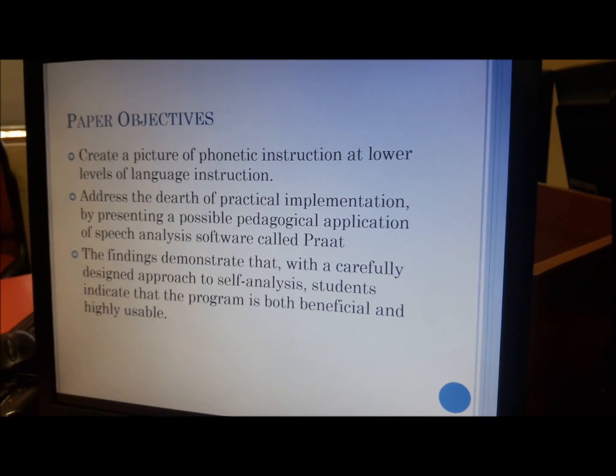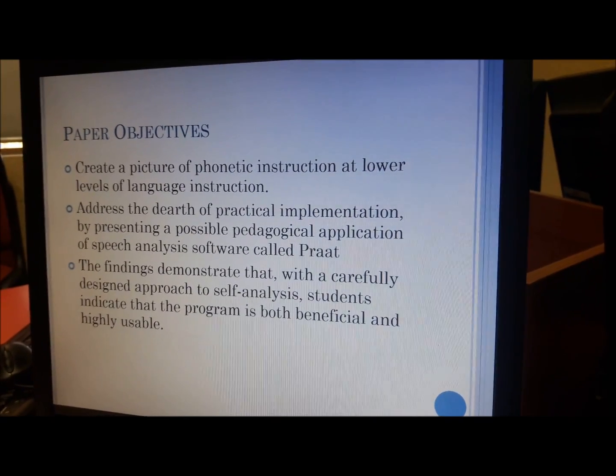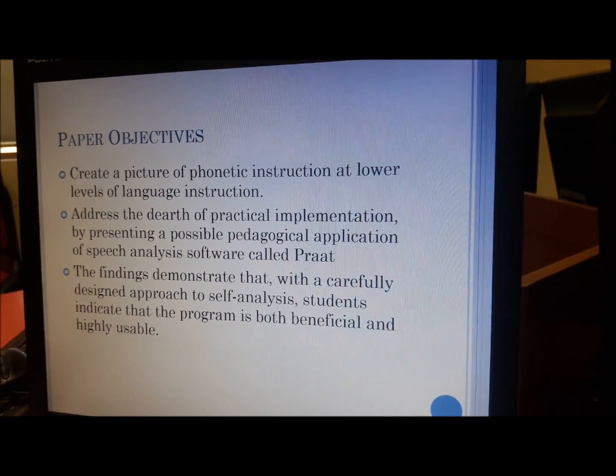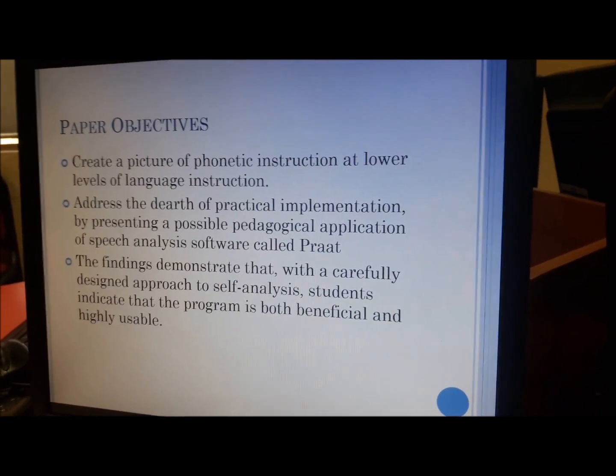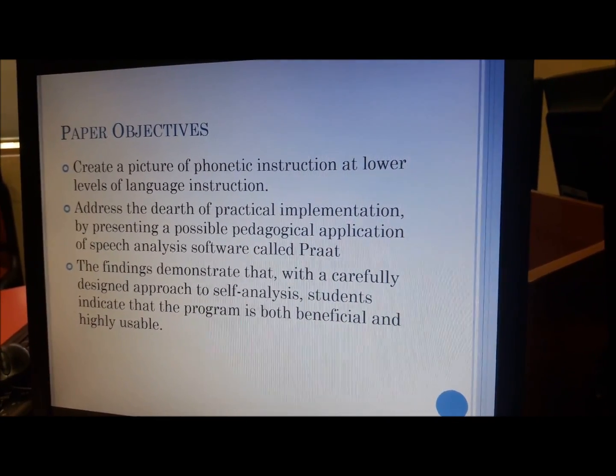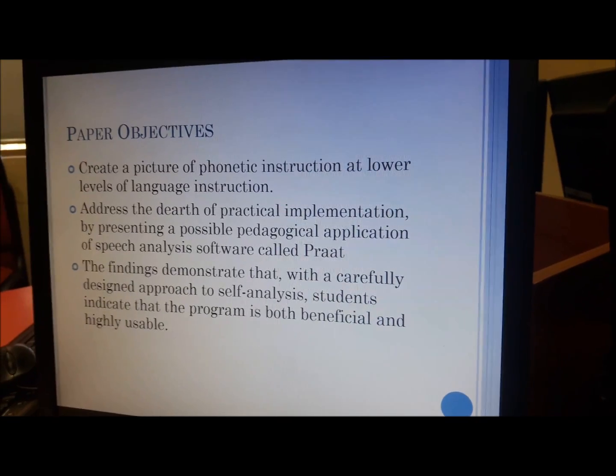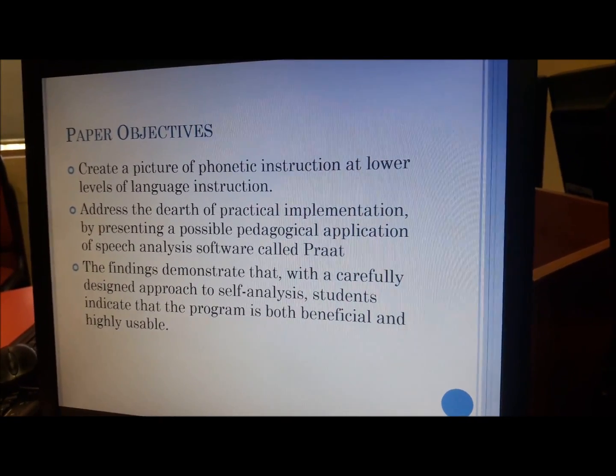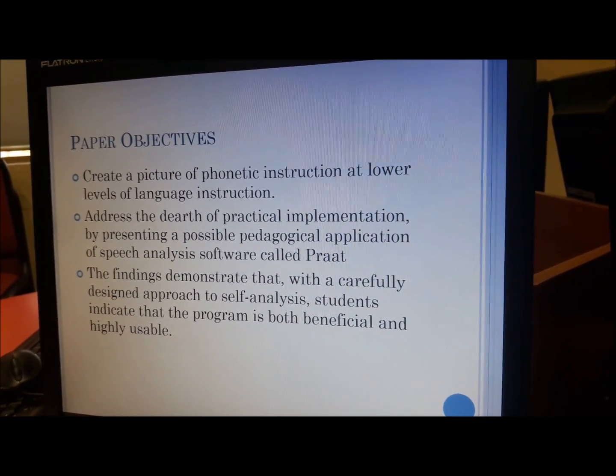The objectives for this paper are to create a picture of phonetic instruction at lower levels of language, address the lack of practical implementation by presenting the software called PRAT, and demonstrate with students that the software PRAT is beneficial and usable.